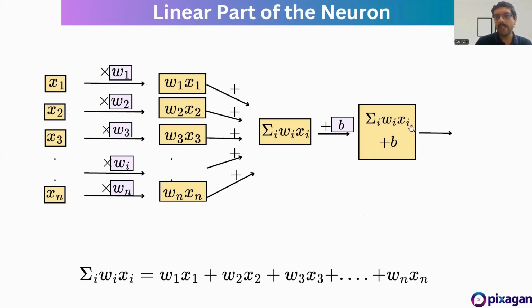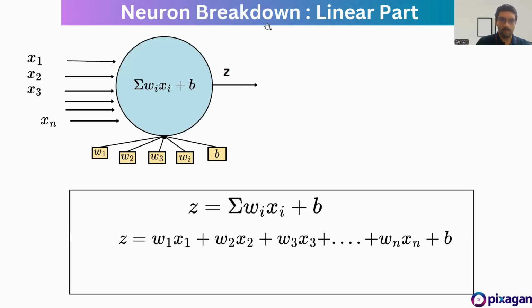So we've got sigma i, wi xi plus b. What you get is what we're calling z, which is an output of the first part of the neuron, which is the linear part. And so the parameters that are trained would be the weights, and there'd be as many weights as there are inputs to that neuron, and then there'd be a bias. So if there are n inputs, you have n plus 1 parameters, the n weights and the one bias.